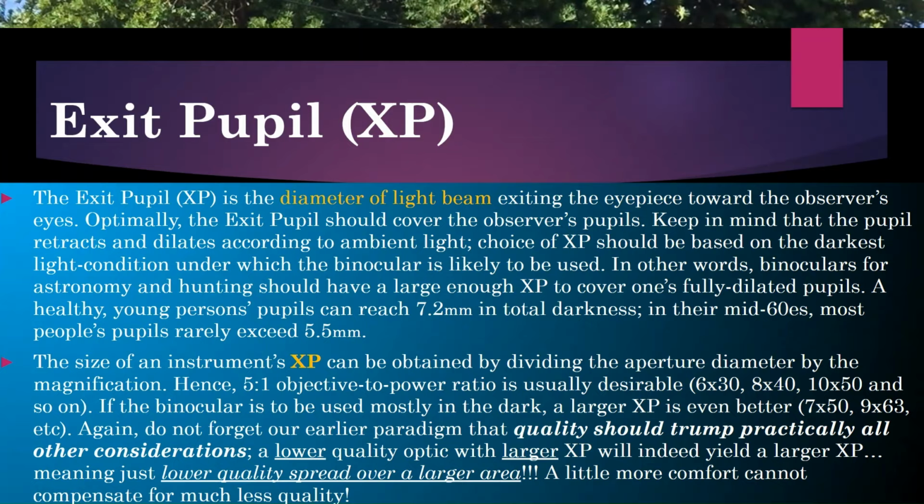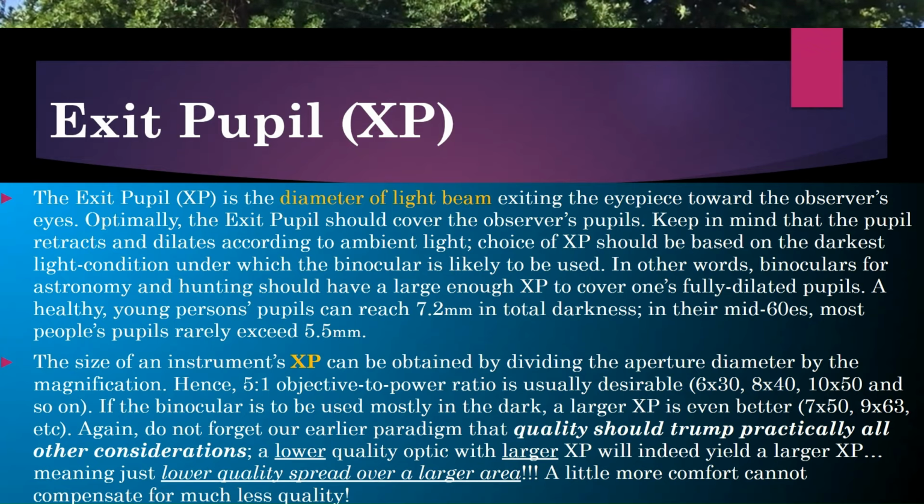The exit pupil. Exit pupil is the actual beam of light that comes out of the binocular, and that also, in the past, was to some extent a point of contention between optics and binocular users. In general terms, it is true that a bigger exit pupil is better than a smaller one. Why is it? Our pupil is able to see the light that comes in.